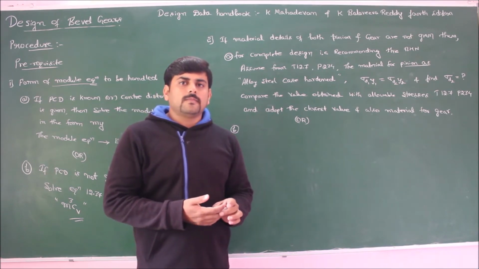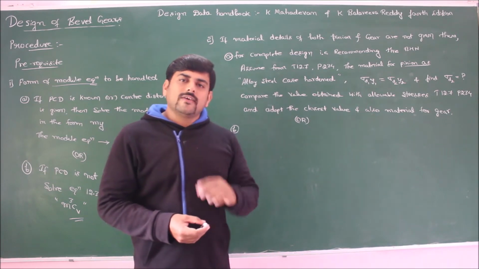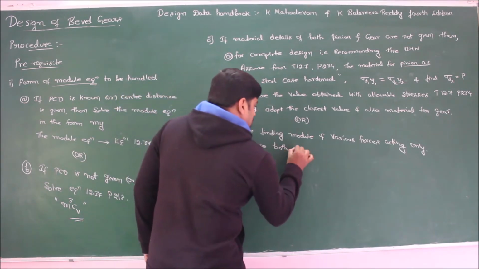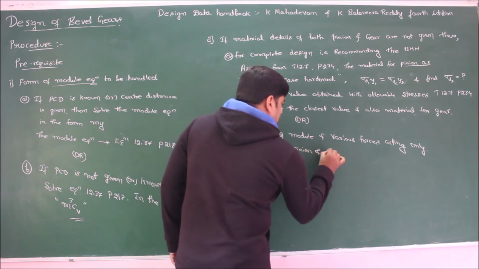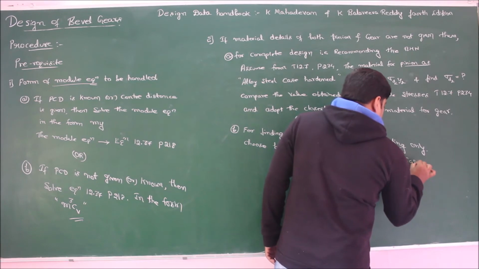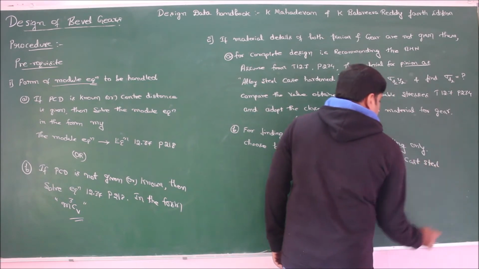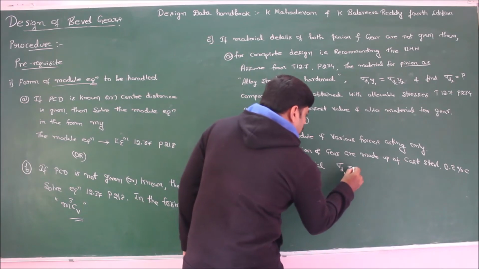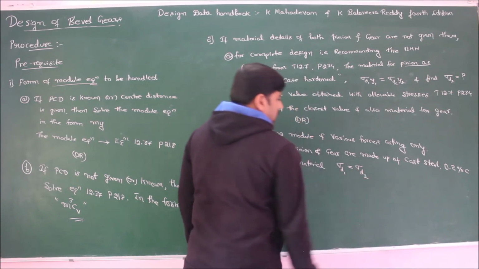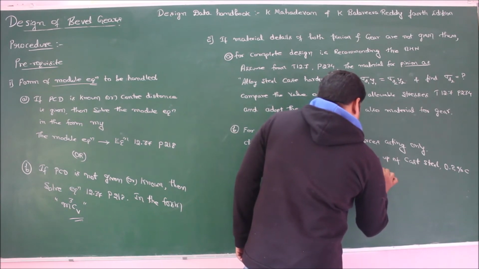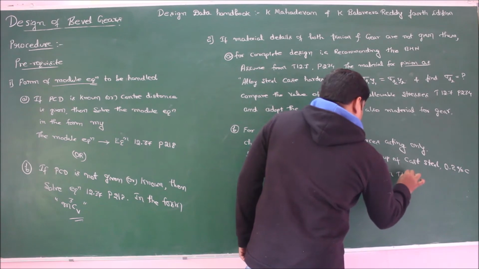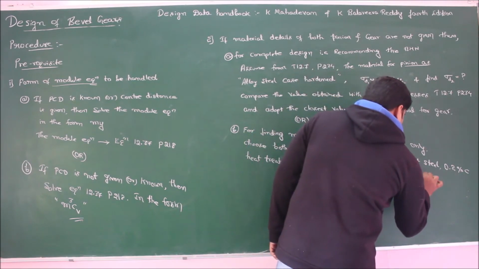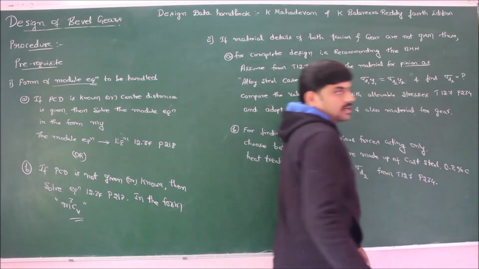Or if you are designing the problem only for the first half, that is stage 1 of the problem, wherein we will be determining the module and various forces acting on the bevel gear, for such problems choose both pinion and gear made up of cast steel 0.2% C heat treated material, such that the allowable static stress of pinion will be equal to the allowable static stress of gear, which is taken from table 12.7, page number 234 of design data handbook.